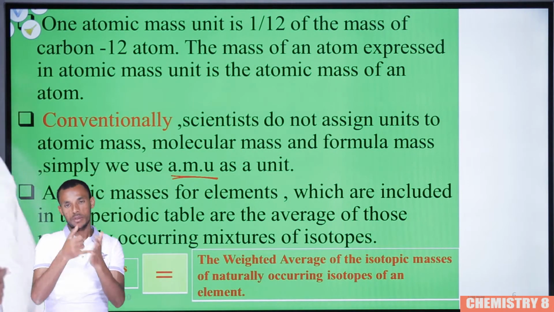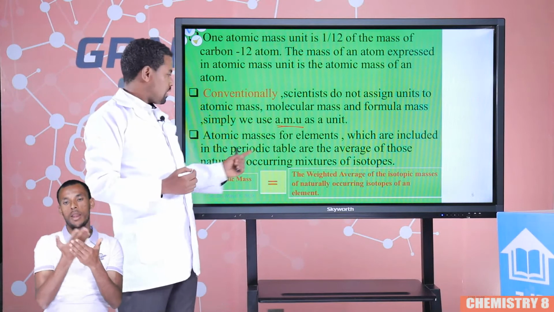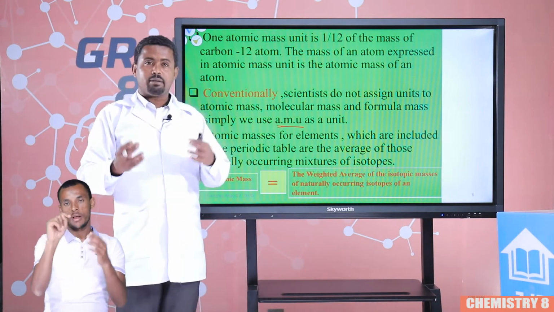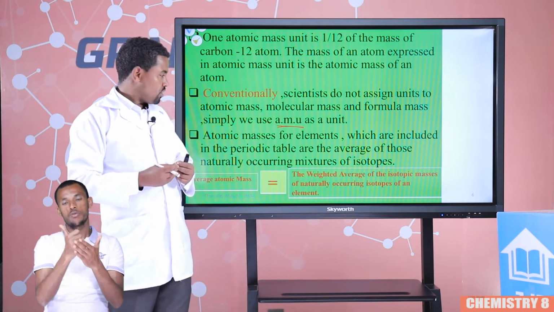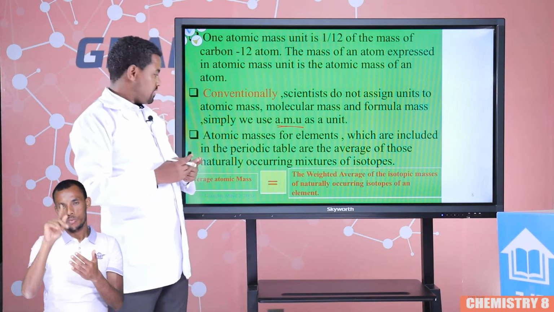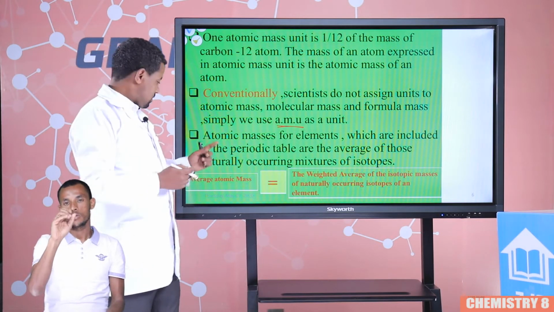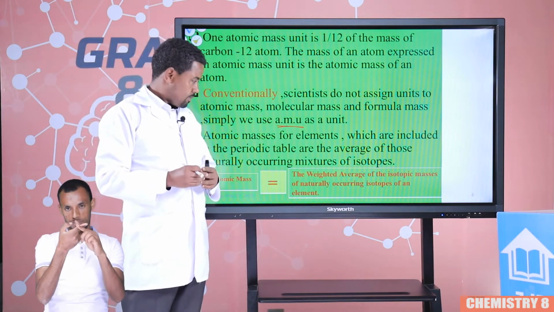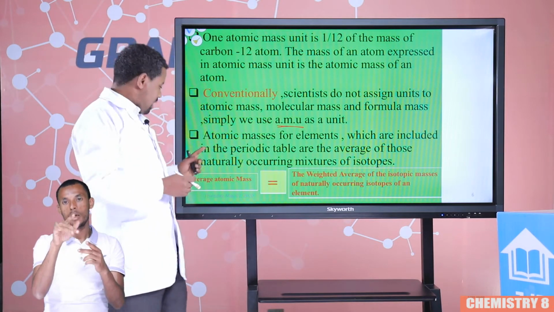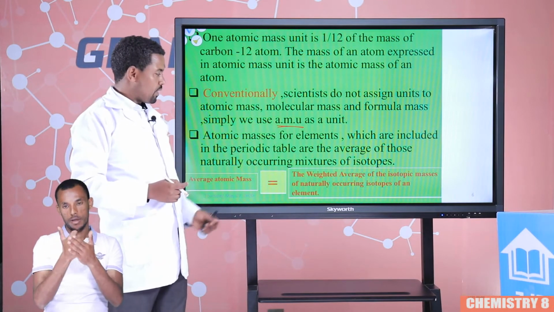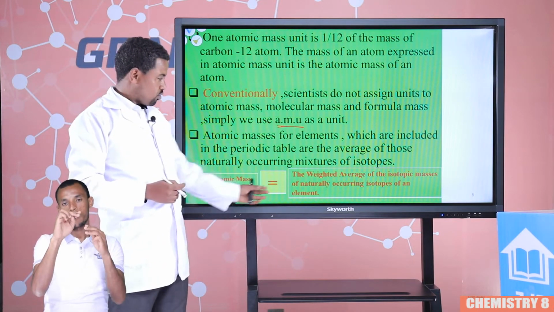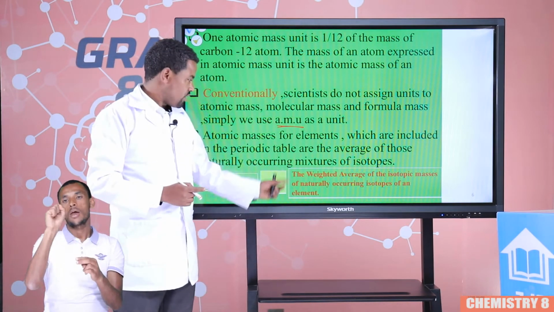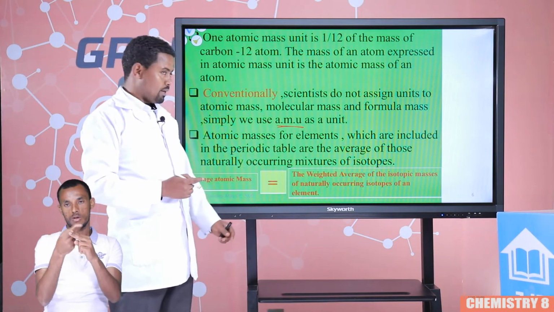Atomic masses for elements which are included in the periodic table are the average of the percentage abundance of their isotopes. As you know, isotopes have different mass but similar protons. So the average atomic mass of a given element can be calculated by using this formula: the weighted average of the isotopic masses of naturally occurring isotopes of an element.